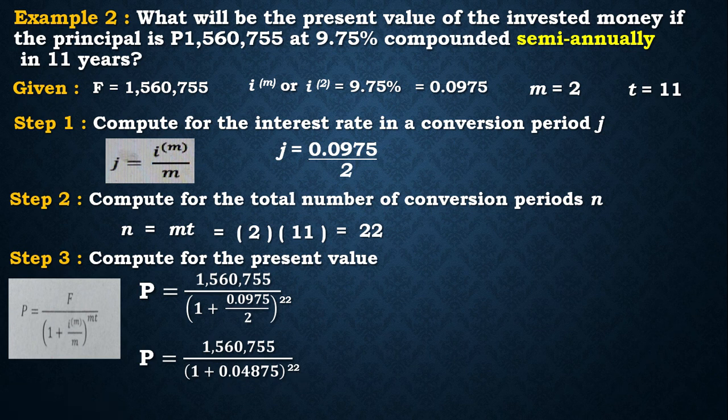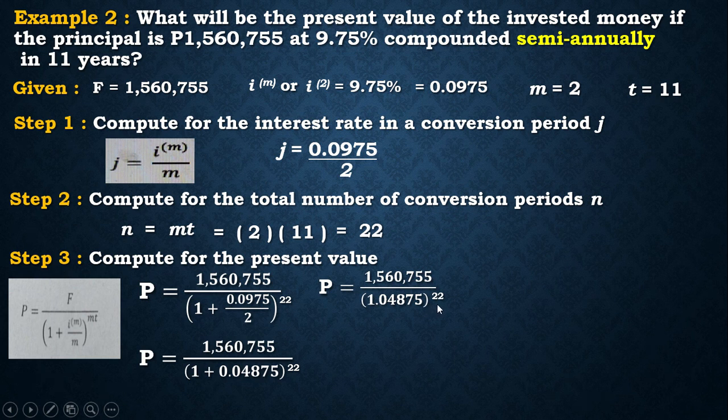Ang next step po natin, still wala pa rin pong gagalawin dito at dito. I-add po natin tong 1 plus 0.04875. So, ang mangyayari, 1,560,755 divided by 1.04875. Again, paano nakuha to? Pinagsama po natin ito. Still, may exponent pa rin siyang 22. Ang next step po, i-convert po natin ito. 1.04875 na may exponent na 22.